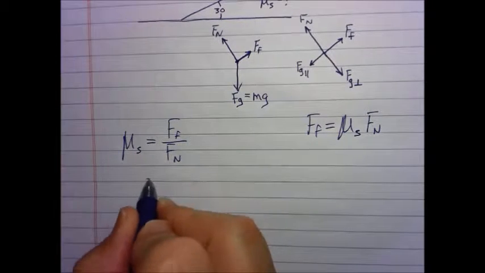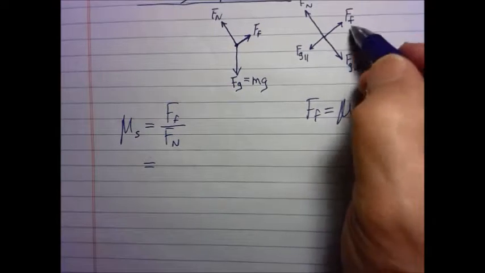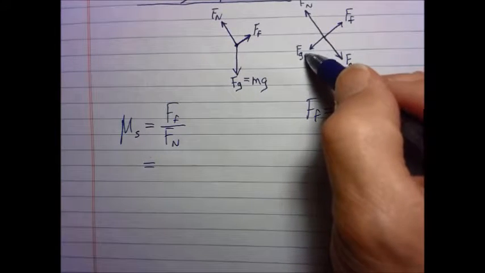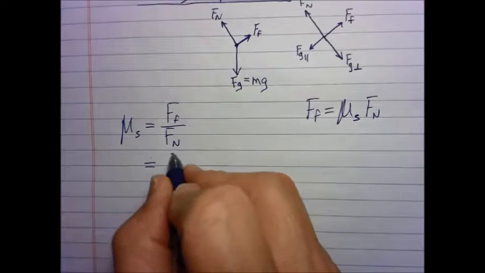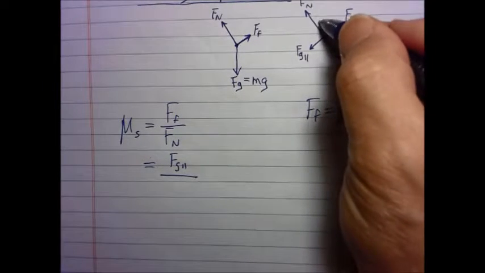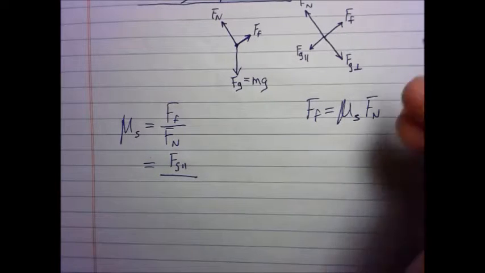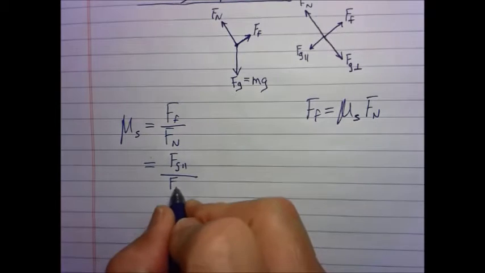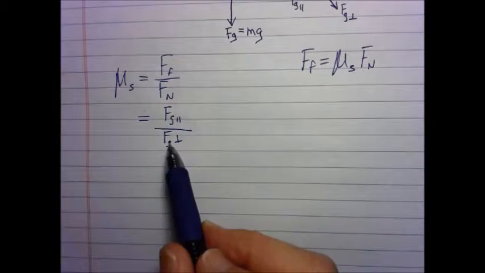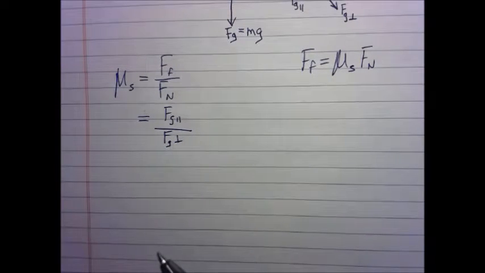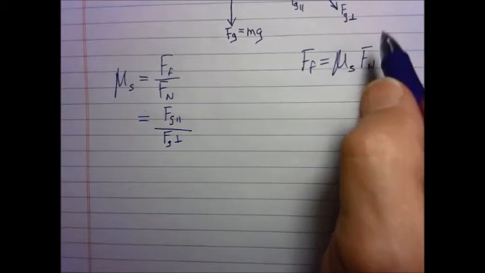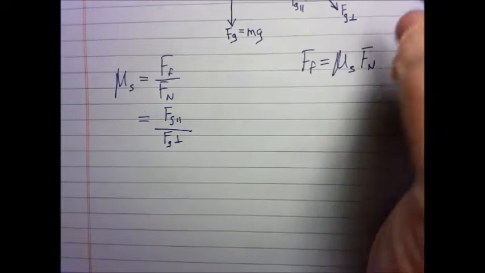And now we see that the friction force is equal to the force of gravity in the parallel direction, and that the force normal is equal to the force of gravity in the perpendicular direction. So it's just a ratio of these two forces. Now, how did I know that they were the same?